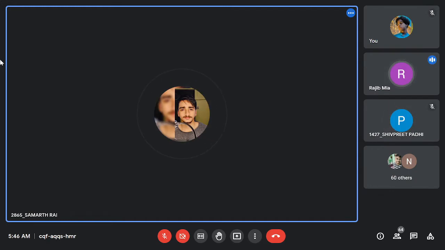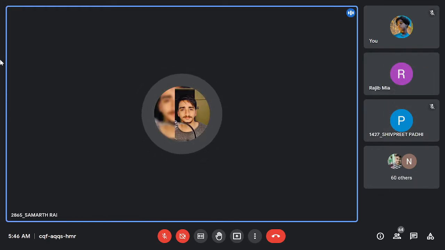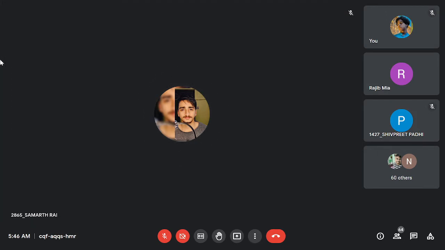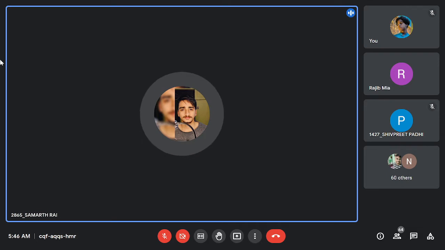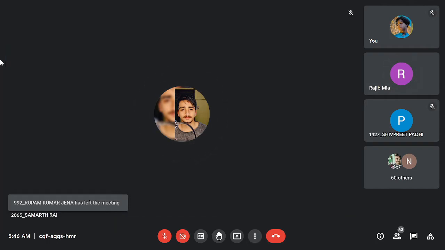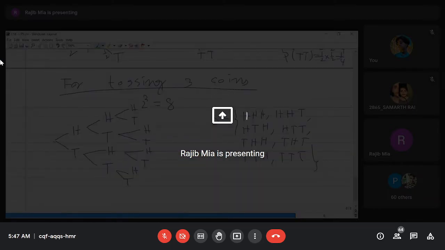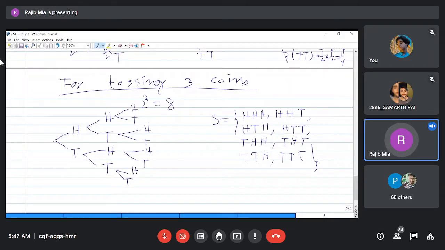So what about if the random experiment has been done with dice? How will we draw the tree diagram of that? So for the dice also, same.